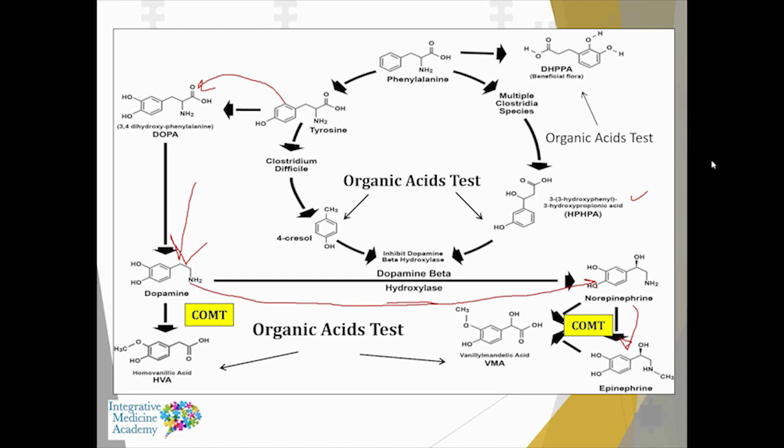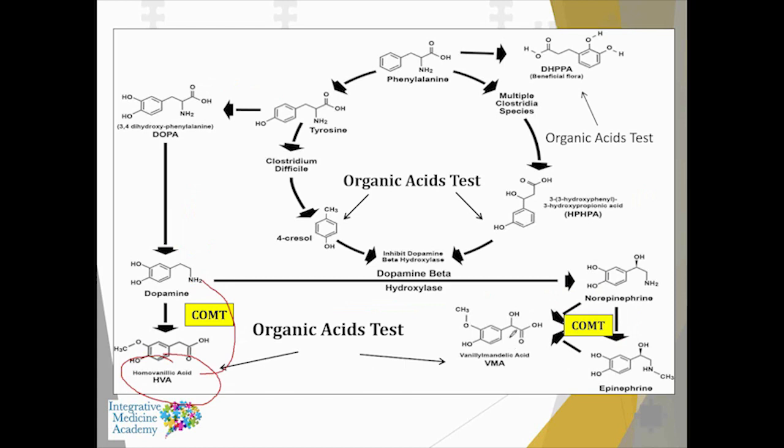And what's being detected on the organic acid test are the metabolites. HVA is linked to dopamine, and VMA is linked primarily to norepinephrine, could be epinephrine too. So you have to start looking at this and say, what could elevate it and what could potentially decrease dopamine levels, for example? Well, we could increase dopamine levels by shoving more tyrosine into this pathway. That would cause it to elevate.